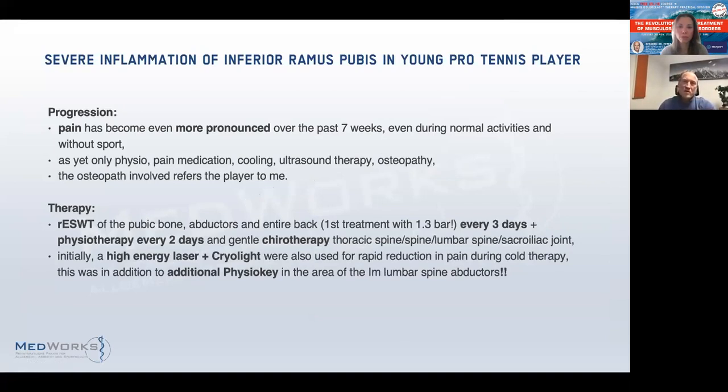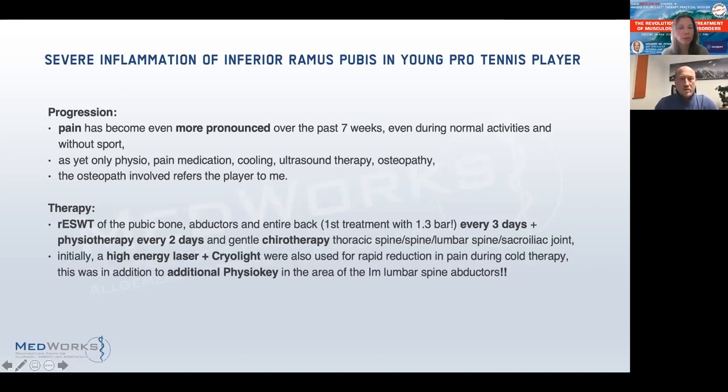I have to tell the story that the other doctor told his parents that if you use shockwave on the bone of this professional player, he will break his bone and he will never play professional tennis anymore. That was what the other doctor said, just to show you how much nonsense is told to patients if they don't know what shockwave can do.